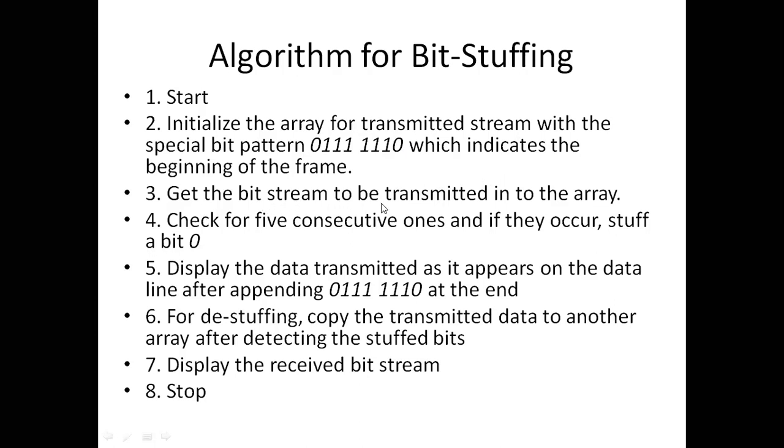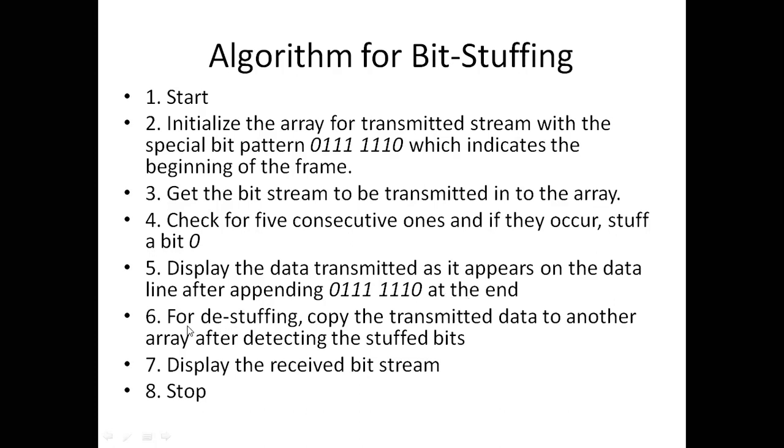So get the bit stream to be transmitted into the array, and check for 5 consecutive ones, and if they occur, stuff a bit 0, and display the data transmitted as it appears on the data line after appending 0111110 at the end. So this is adding flags.